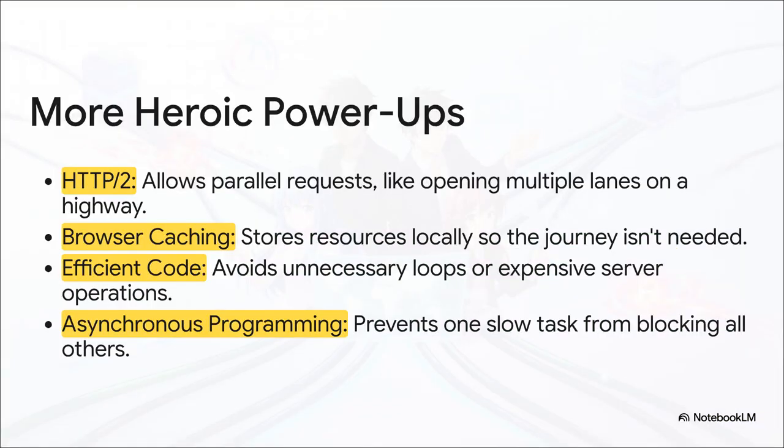Using something called HTTP/2 is like turning a single-lane road into a multi-lane superhighway, letting tons of packets travel all at once. Browser caching is even better. That's like our hero realizing it already has what it needs and doesn't even have to make the trip. And of course, writing really efficient code on the server and using things like asynchronous programming makes sure that once our hero arrives, it doesn't get stuck waiting in line behind some other, slower tasks.